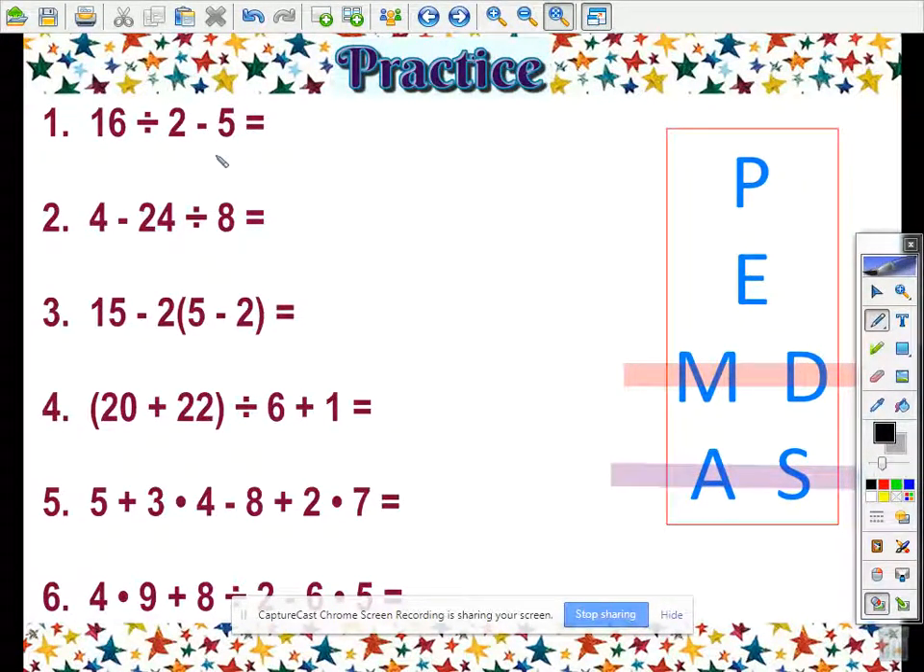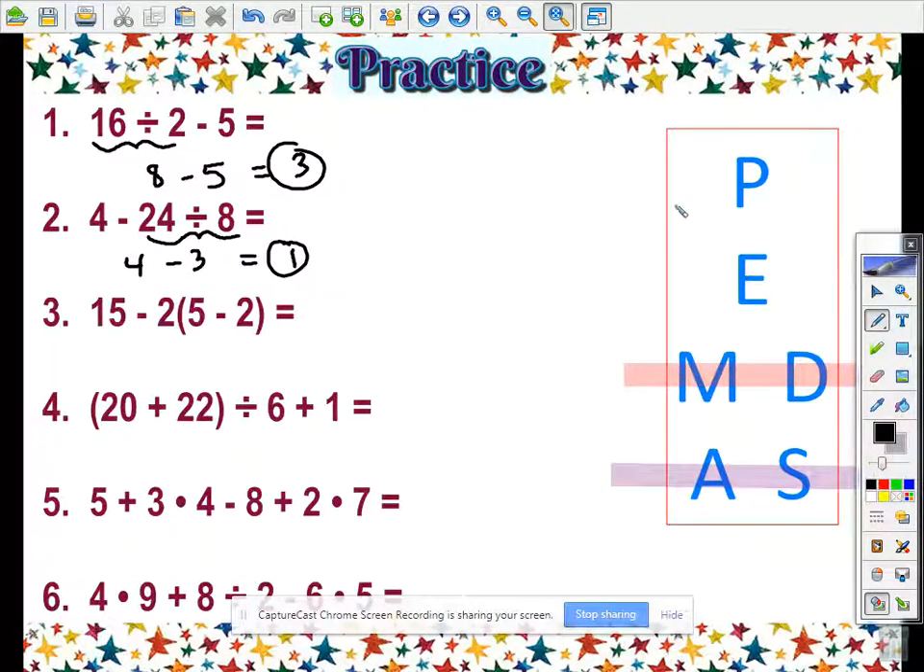All right, so the first one, there was no parentheses, there were no exponents. We have to multiply and divide left to right. We have a division. 16 divided by 2 is 8. 8 take away 5 is 3. Number 2, subtraction is first here, but we know we have to divide first. 24 divided by 8 is 3. 4 take away 3 is 1.